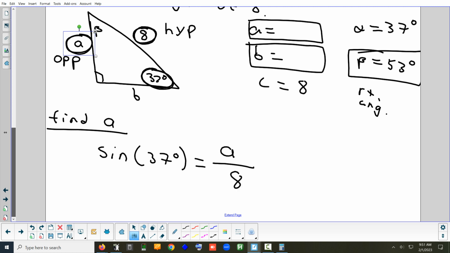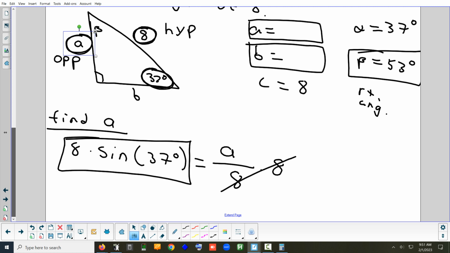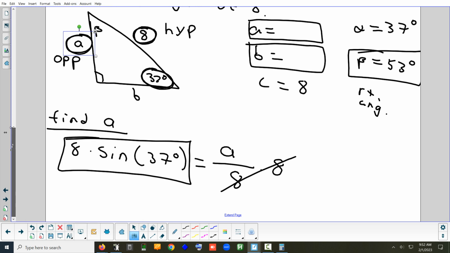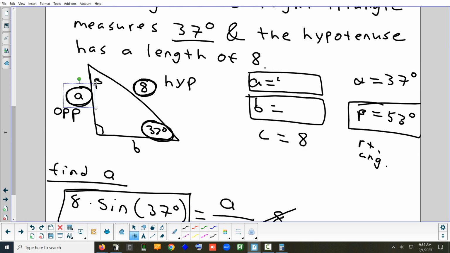Now we just have to get A by itself by multiplying both sides by 8. And when you're doing this kind of problem, it is okay to round off to decimals. That's what they do. 8 sine 37. That's the answer for A. So all the problems in this part are going to be degrees. So let's do 8 sine 37. And that's the answer. 4.815.